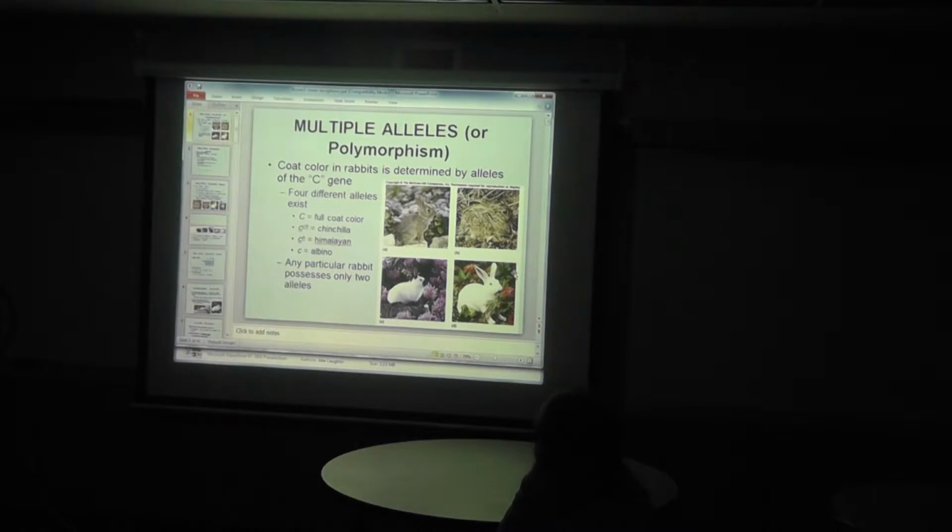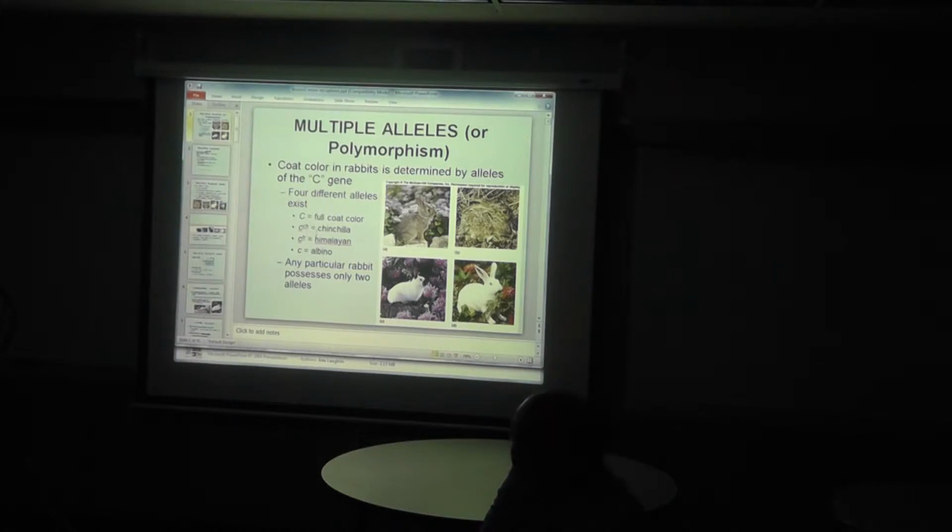Now look at this. These are the 4 kinds of rabbits you can have. Can anybody tell me what is co-dominant here? Is there any co-dominance here? No. Is there any incomplete dominance here? What would happen if these two mixed up? There would be something in the middle.